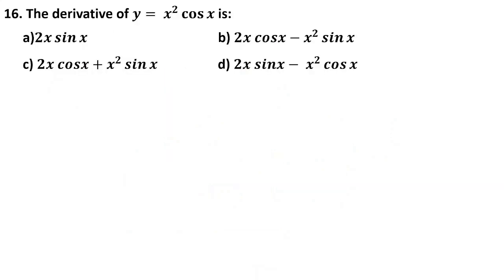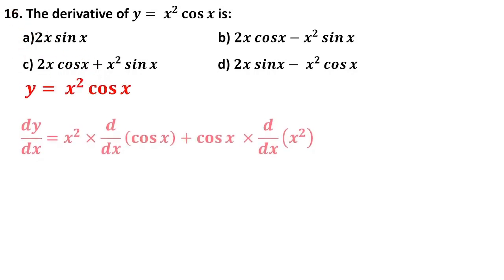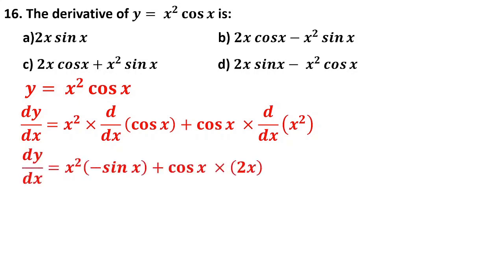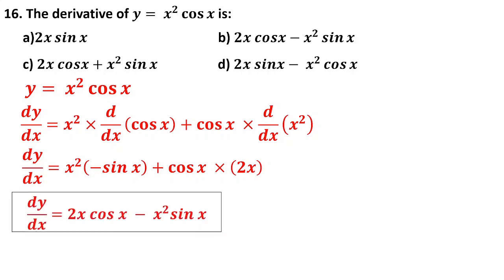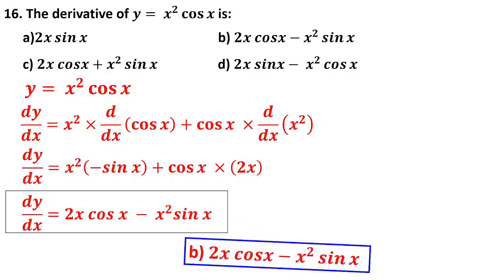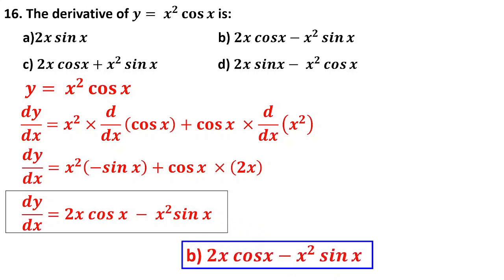Question number 16. We have to find the derivative of y square is equal to x square cos x. Simple. We have to use the product rule formula. Keep x square, differentiate cos x. Keep cos x and differentiate x square. X square into differentiation of cos x plus cos x into differentiation of x square. Differentiation of cos x is minus sin x. Differentiation of x square is 2x. Therefore, it is 2x cos x minus x square sin x. Therefore, option B is correct.